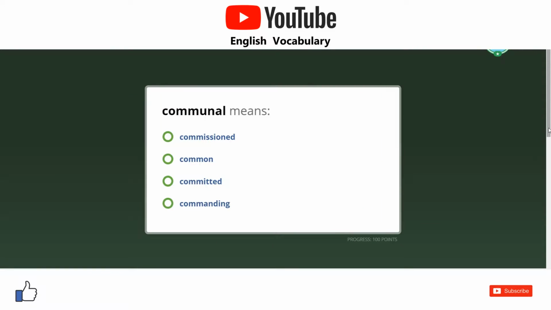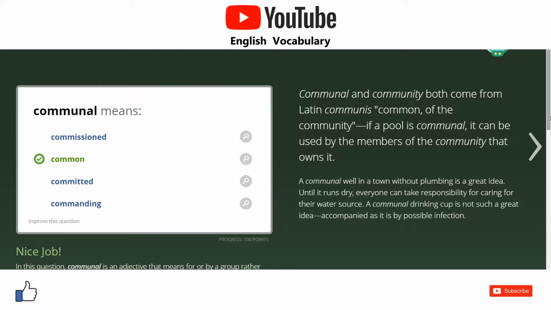Question 9. Which of the following words is closest in meaning to the adjective, communal? A. Commissioned. B. Common. C. Nice job. In this question, communal is an adjective that means for or by a group rather than individuals.